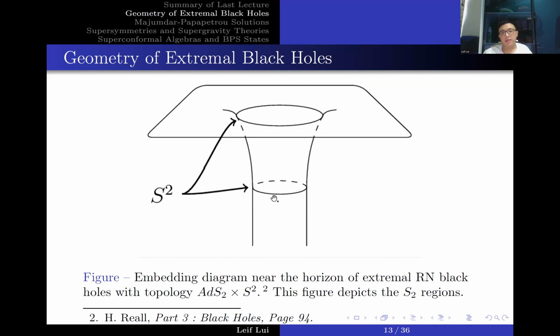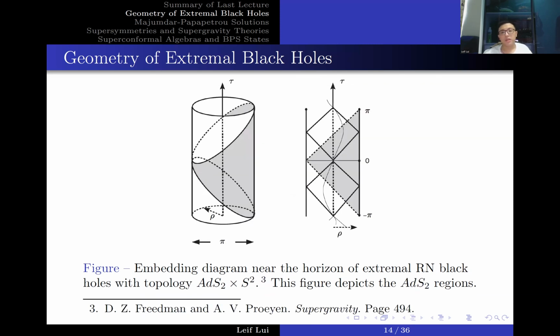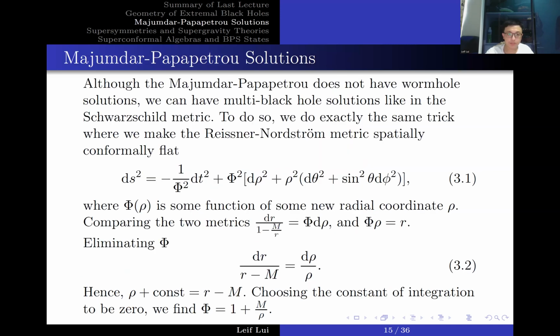throat of the wormhole. And to see the AdS2 region, it's a little bit more complicated, but we can draw it as an embedding diagram on a cylinder. So basically, the cylinder represents the AdS2 region. I obtained this diagram from the book Supergravity by Freedman and Van Proeyen. And what happened is that the shaded regions here represent the shaded region here. So this is an embedding diagram for the AdS2 region for extremal Reissner-Nordström black holes.